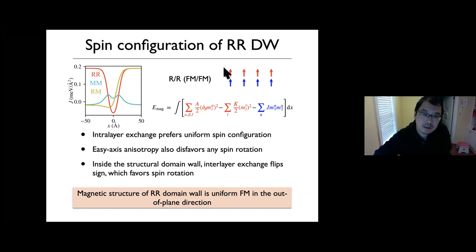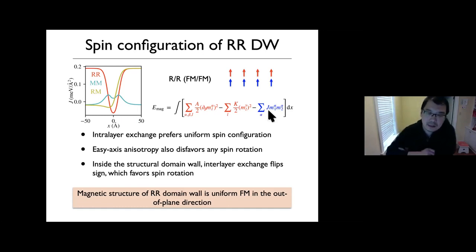So you would have a ferromagnet on the right and also a ferromagnet on the left. But in the middle, as you can see, this J could dip below zero. So therefore, both A, the interlayer exchange, and anisotropy would prefer a uniform magnetization, while this interlayer J would actually favor some sort of spin rotation. But it turns out that once you put the actual numbers into this energy function, the magnetic structure of the RR stacking domain wall is uniform, so there's no spin texture at all.